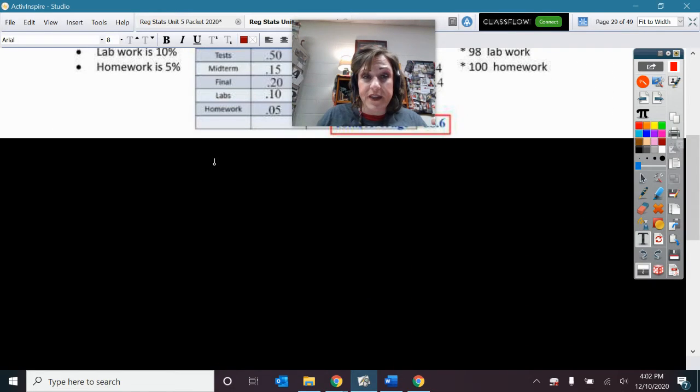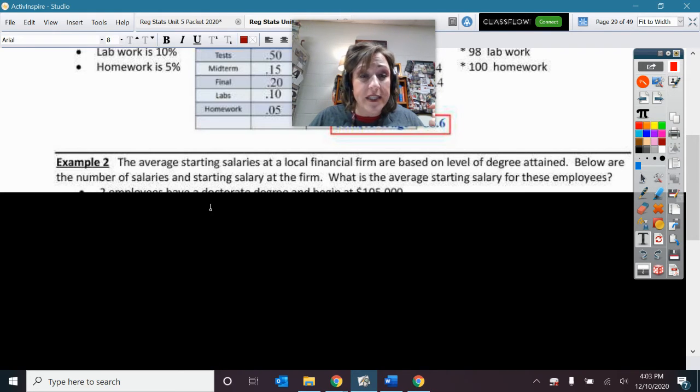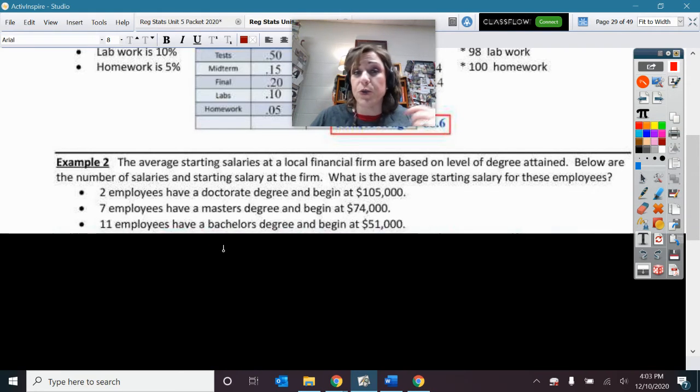All right, now let's take a look at the next one. Here, a company. Companies have to report their average salaries. We have to, as a school district, report our average salary to compare against other districts and other states and all that kind of stuff. So, based on different criteria, you have different salaries for the number of years you're working. Here's an example. These 2 employees that have a doctor's degree start at 105,000, 7 that have a master's degree start at 74,000, and 11 that have a bachelor's degree start at 51,000.